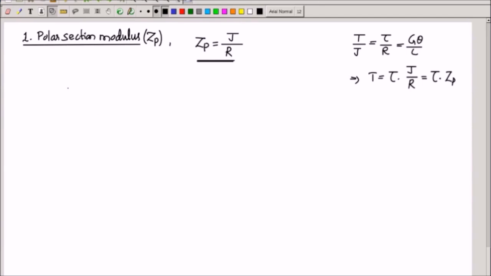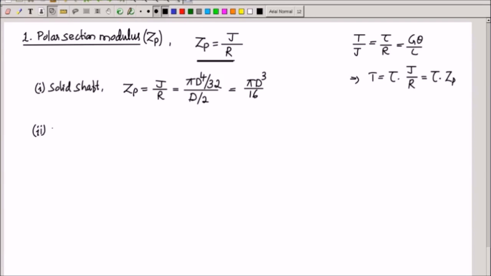Now if you take the same definition for solid shaft, Zp is equal to J by R, but for solid shaft J is what? Pi into d to the power 4 by 32, and R is what? It is d by 2. Now if you cancel one of the d here, it becomes pi into d cube by 16. This is the polar section modulus for a solid shaft.